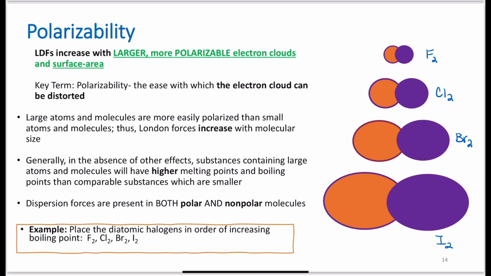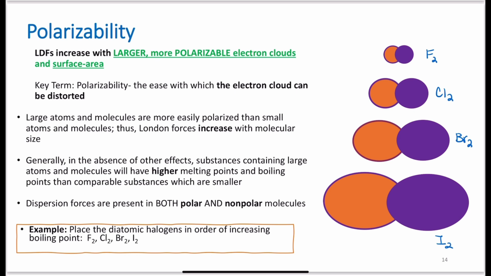The electron cloud is electron density. Basically, it's where can the electrons reside, okay? The larger these atoms are, the more these clouds can move, the more shapes they can take, the more surface area they can have. Polarizability, though, is the ease at which this electron cloud can be distorted.